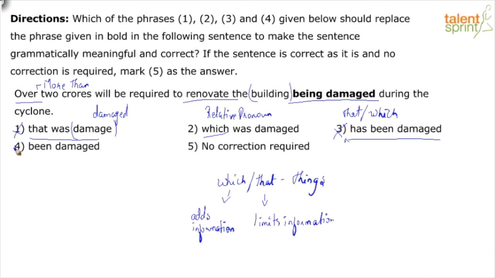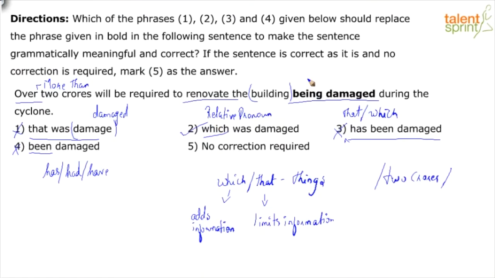Here again, the fourth option we can also rule out, because when you have "been", you either have to have "has", "had" or "have", right? Because it's a perfect participle construction. Present or past participle is required. So obviously you need to have this, and it's not there. So the right answer from the given options is option 2. Over 2 crores will be required to renovate the building which was damaged during the cyclone. Clear? Option 1: damage is not in the right form. Why not option 3? The relative pronoun is missing. Option 4 can be ruled out because it doesn't have the appropriate helping verb: has, had or have.